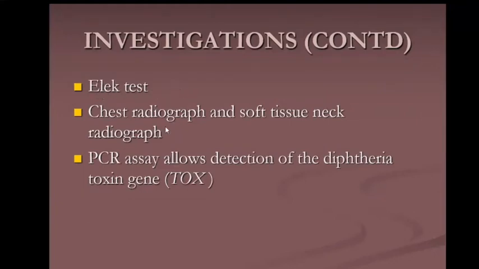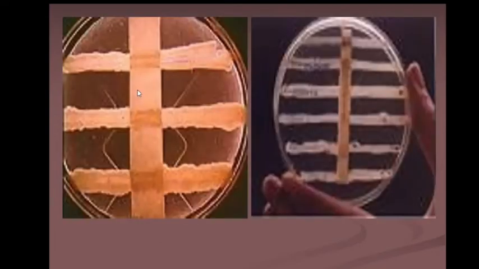Nowadays it's not really used, but the gel test, chest radiograph and soft tissue neck X-ray are used for airway inflammation and involvement. Then polymerase chain reaction assay for detection of the toxigenic strain of diphtheria. And with gram staining and culture, we can demonstrate the organism.